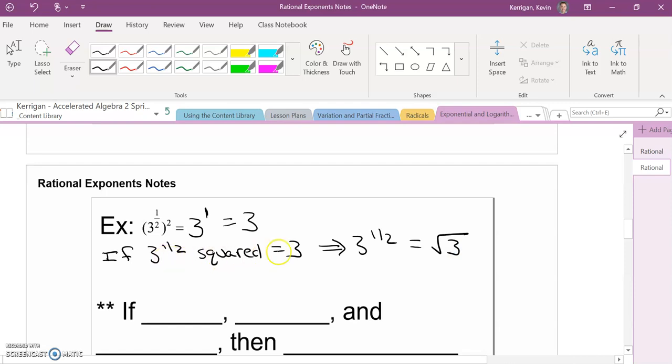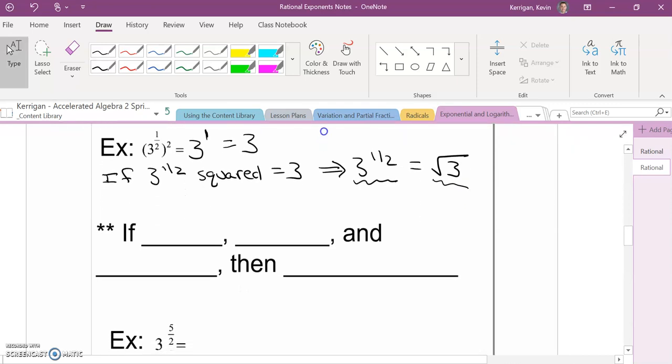Because again, if I have something squared equals 3, well, what squared equals 3? From units past, we know that if I were to square the square root of 3, the square and square root cancel, and I would be left with 3. So it has to be that 3 to the 1/2 is equivalent to the square root of 3. Right? And now that will follow this rule here.